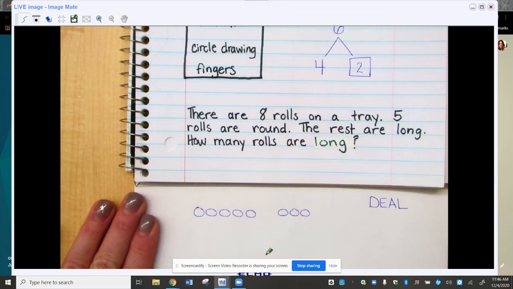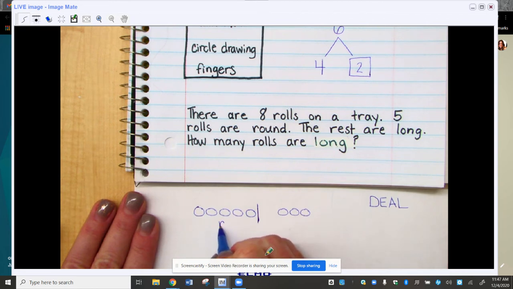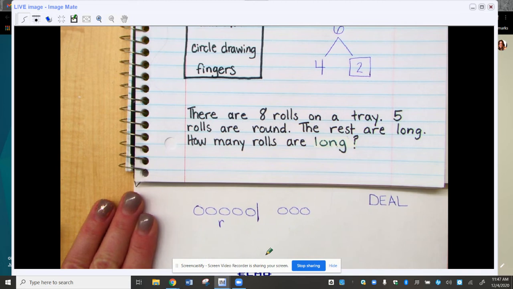Okay, there's my rolls. 5 rolls are round. So go ahead and put in a break apart stick after you've found your 5 round rolls. Happens to go right here. And I'm going to put R right here for round. Again, labeling. That way I know that these 5 circles represent the rolls that are round. The other kind of rolls that were on the tray were long. Here are the other ones. They were long.